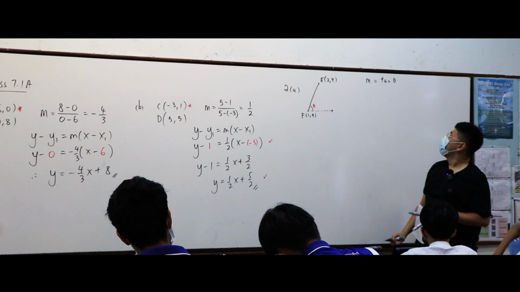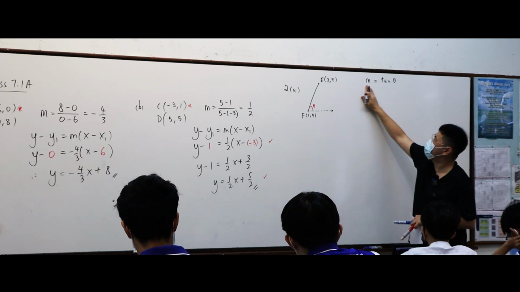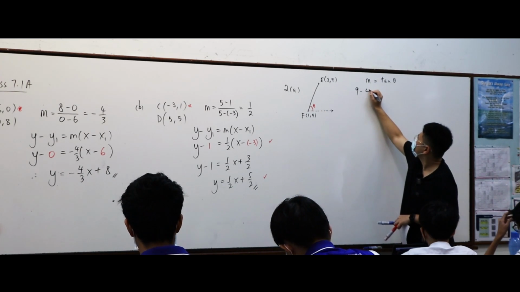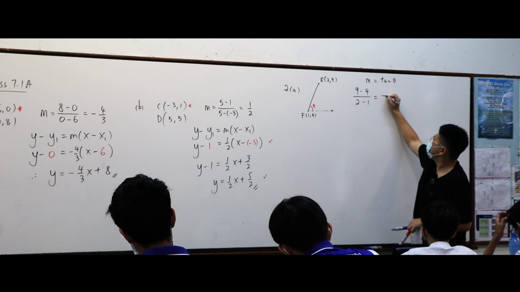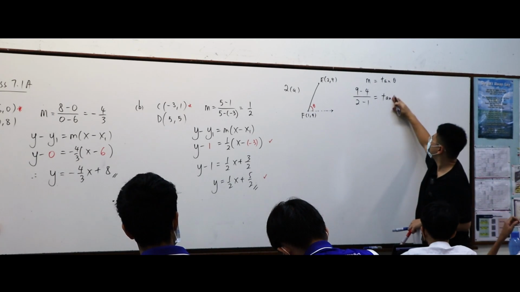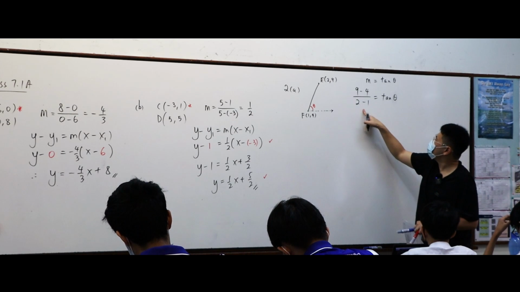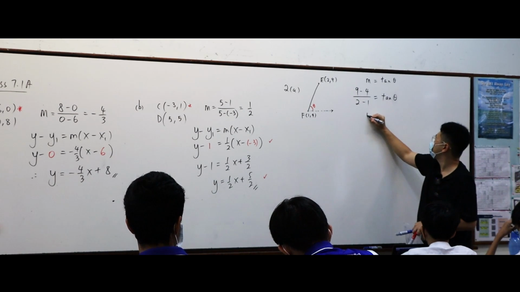Okay, so how are we going to do this? First, gradient. So what's the gradient over here? y2 minus y1 over x2 minus x1. So 2 minus 1. So this is tangent theta, Greek letter theta. So this one, the gradient is 5, correct? 5.